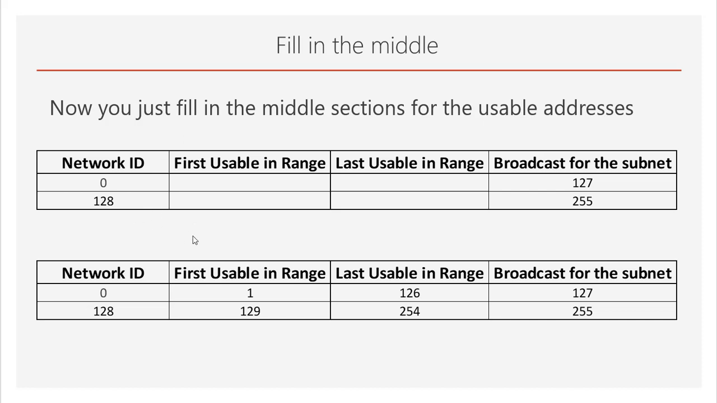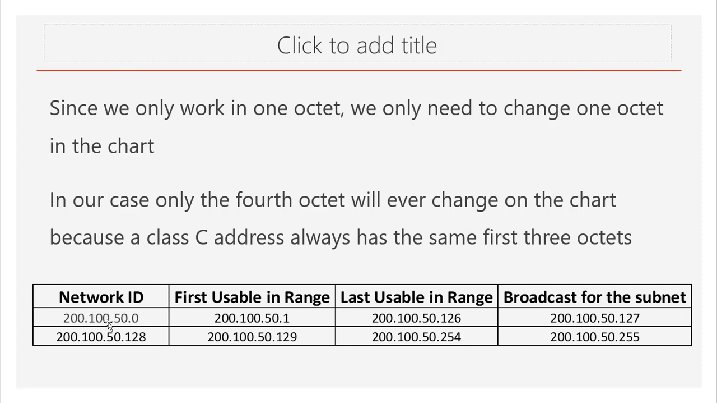So now we've filled in the chart like this, we can just pop in the middle. So we have 0, we add 1, so 0, 1, and then 127 minus 1 would be 126. So 0, 1 through 126, 127 is the broadcast. So it's that easy to pop that in. Now, once you have that in, remember when we're dealing with Class Cs, only the 4th octet changes. So we can slap in the 200.100.50 because that always stays the same, and we just put that in the front, and we have our range chart. Boom.